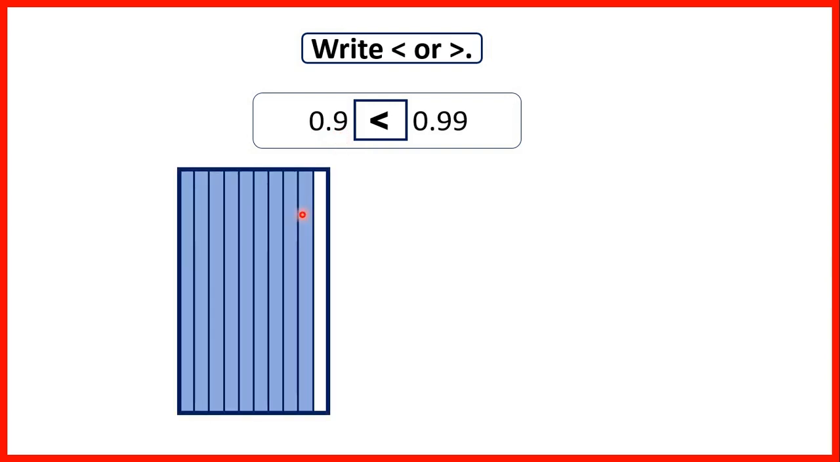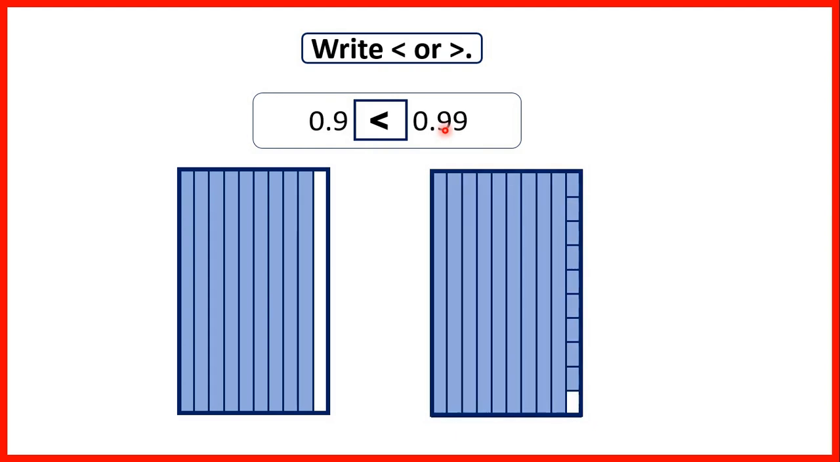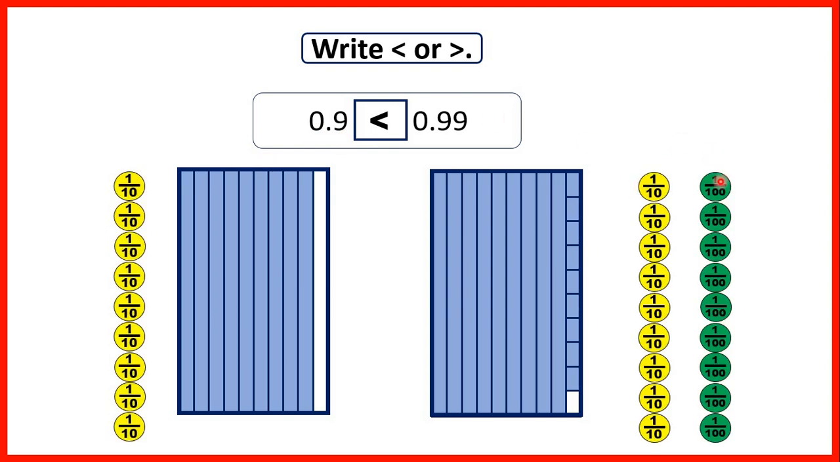Next we had 0.9, so that's 9/10, and 0.99, so that's 9/10 and 9/100ths. We can see that 0.99 is larger, and if we show place value counters, we have 9/10 with 0.9, but 9/10 and 9/100ths with 0.99.